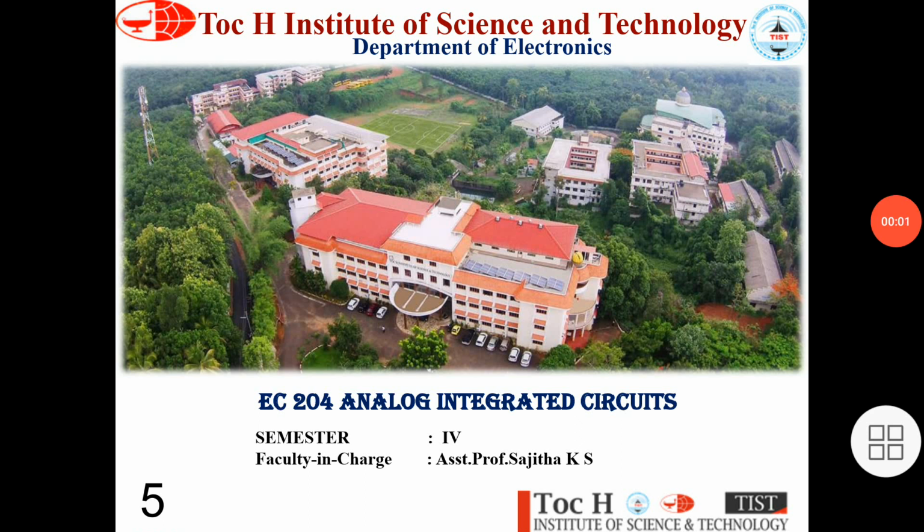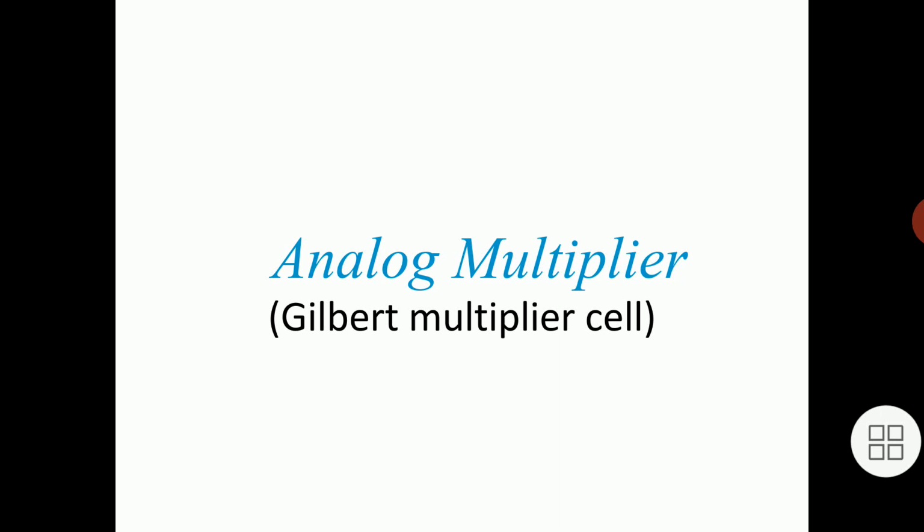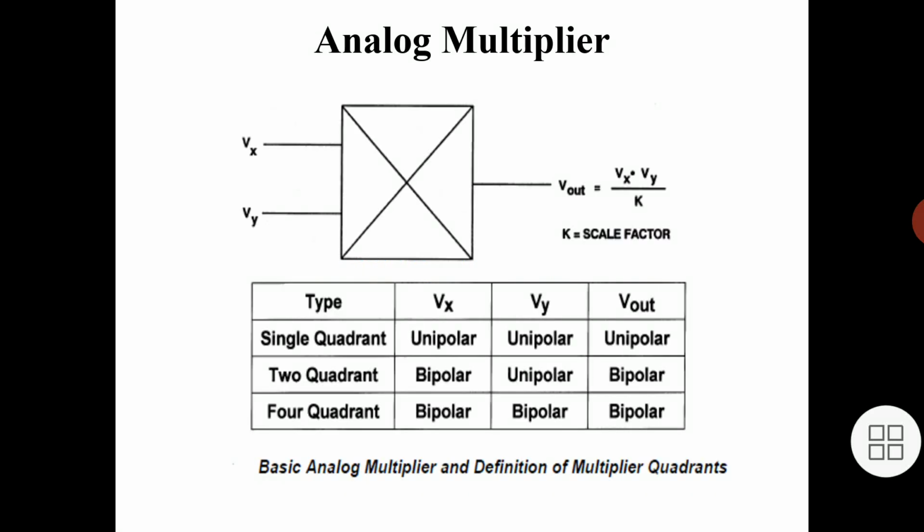Dear students, in this video lecture we will study the basics of analog multiplier. An analog multiplier is a device having two input ports and an output port. The signal at the output is the product of the two input signals along with the scaling factor.